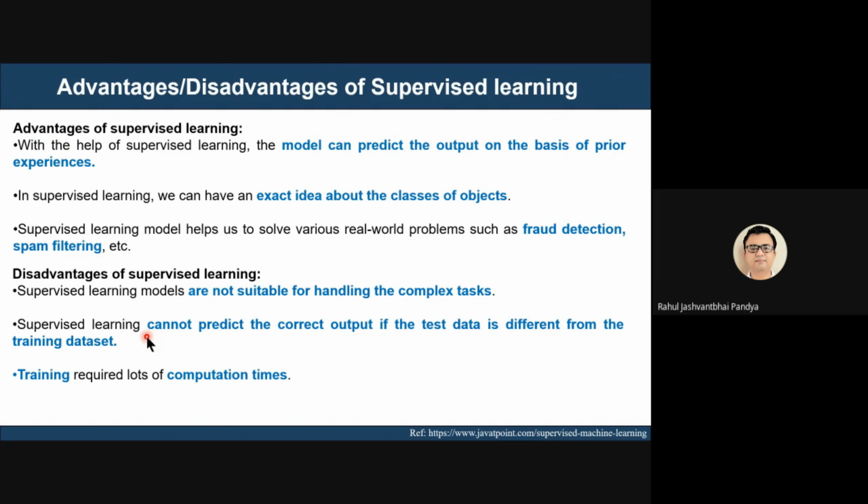Training requires a lot of computational time. Time complexity is higher in supervised machine learning. We need to have enough knowledge about the classes of the objects. That means we need to know each pattern or each feature of our particular data. In most real time situations, we will not have that kind of knowledge about the objects. In that particular situation, supervised machine learning is not adequate.